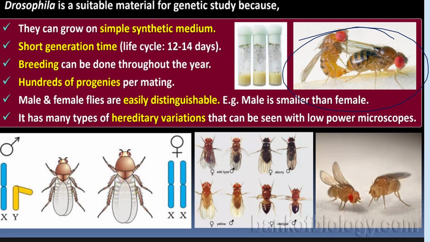These fruit fly or the Drosophila, why are they suitable? This question can be asked, like we had studied why pea was chosen by Mendel. Same ways, why is Drosophila genetically suitable for studies? Because it can grow on simple synthetic media, it has a very short lifespan, the breeding can be done throughout the year, there is no season for breeding, hundreds of progenies are produced per mating, and male and female can be easily distinguished since male Drosophila is smaller than the female, so it can be very clearly understood.